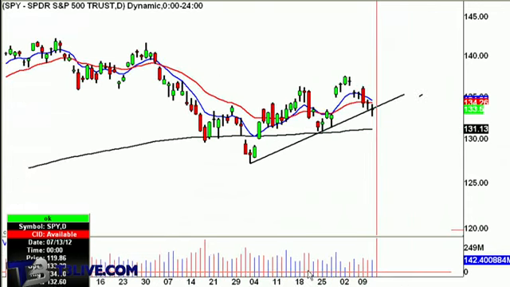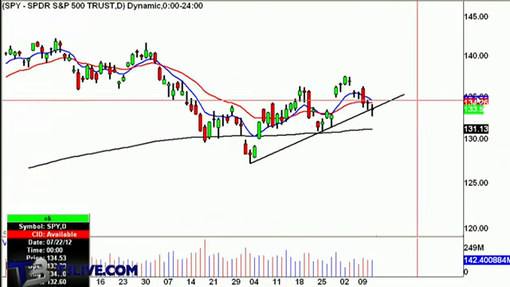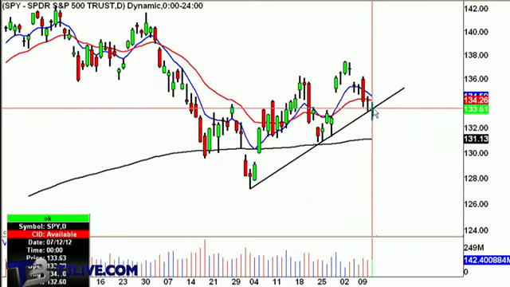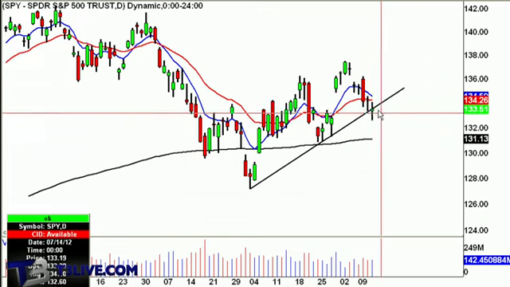We are flirting here with breaking a little bit of this uptrend line. You can see, we broke below on a gap down this morning, traded back up. Not really much to make of it.